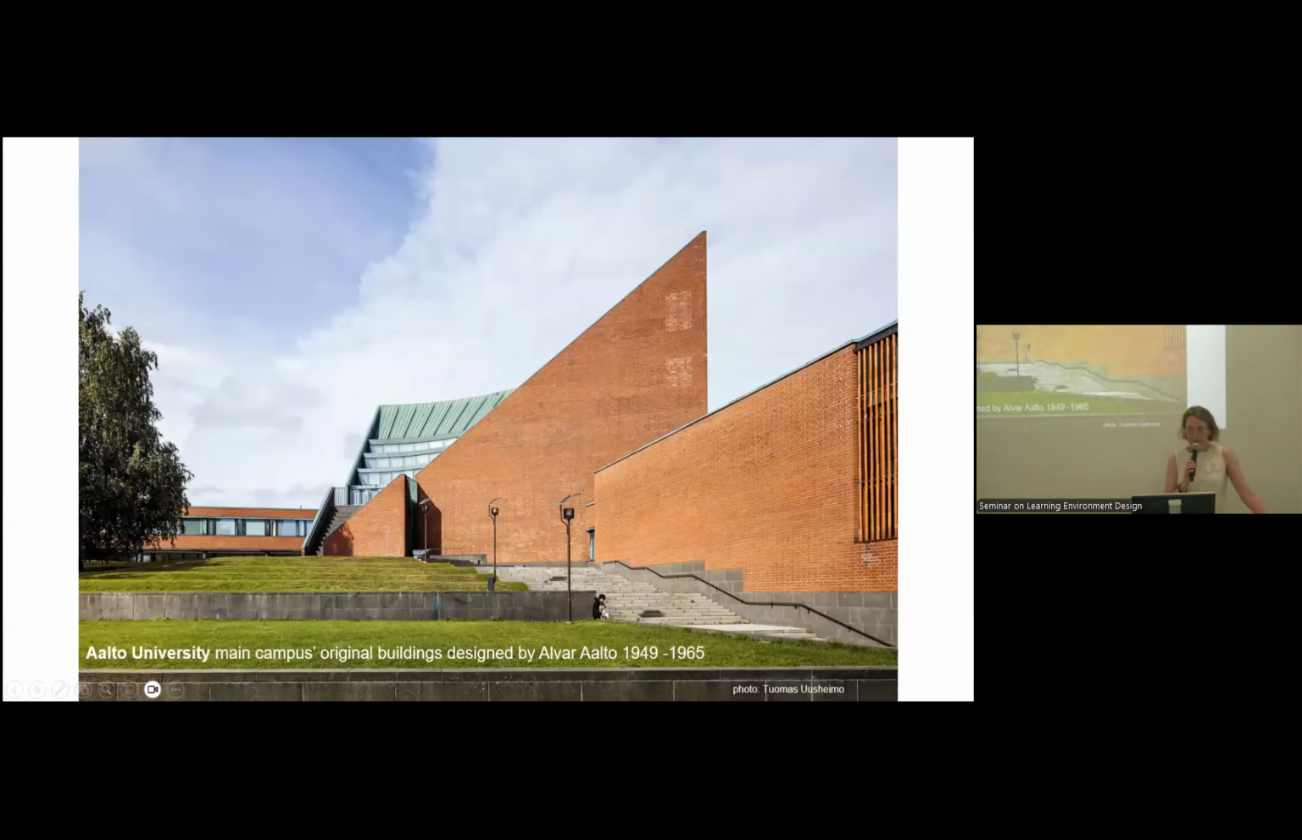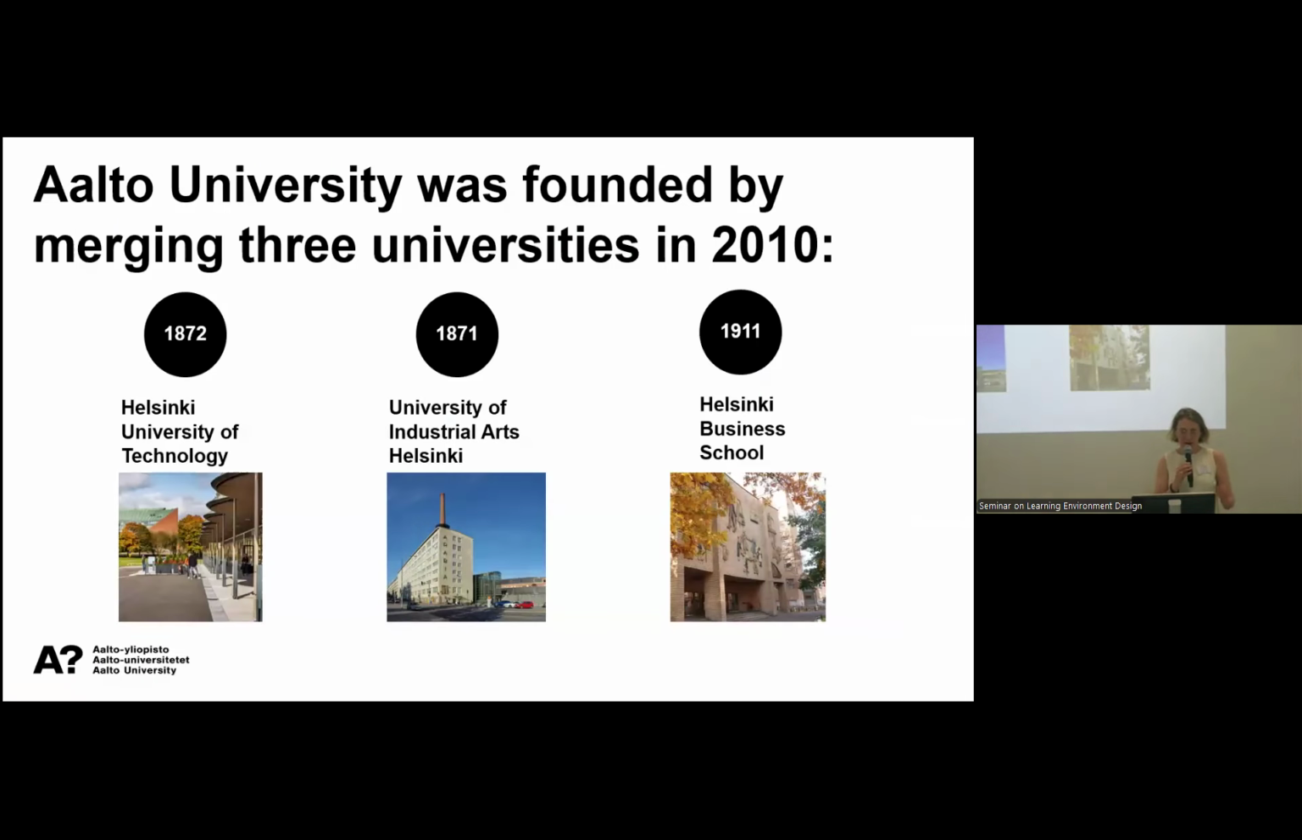So Aalto University is in Espoo, close to Helsinki, and the main old campus of Helsinki University of Technology was also designed by Alvar Aalto. Aalto University was founded in 2010 by merging three old universities: Helsinki University of Technology, where we used to be as a School of Architecture, then University of Industrial Arts, and Helsinki Business School. So we have technology, art and design, and business all in the same university.